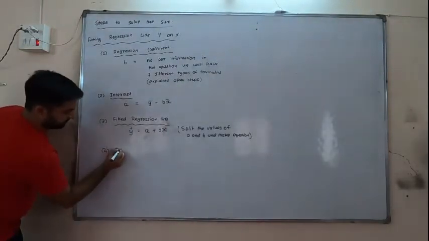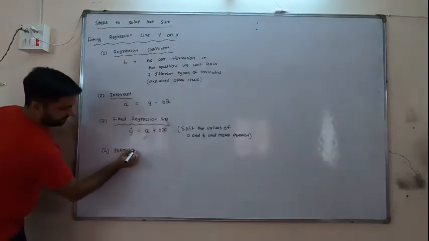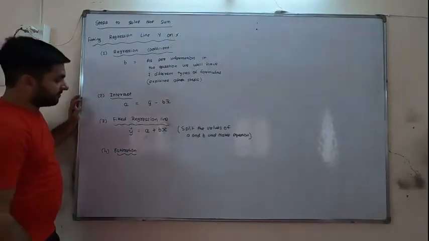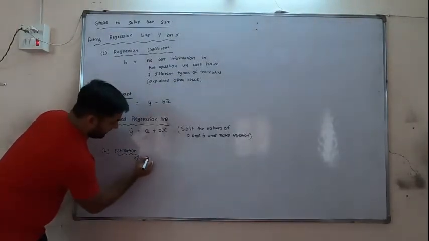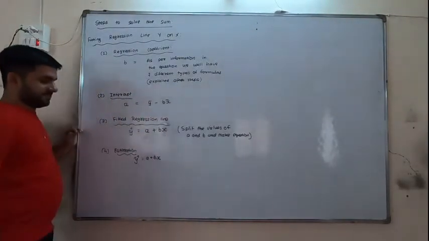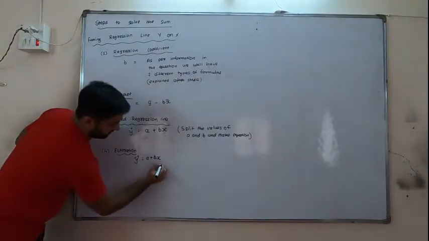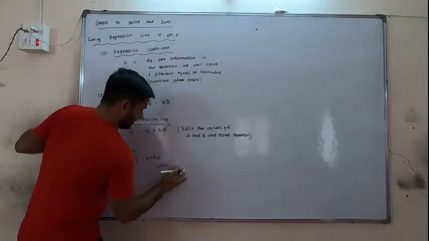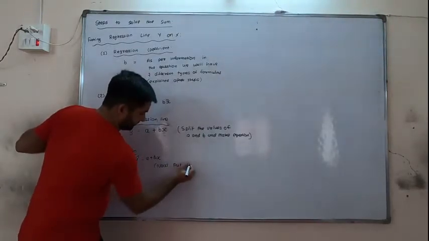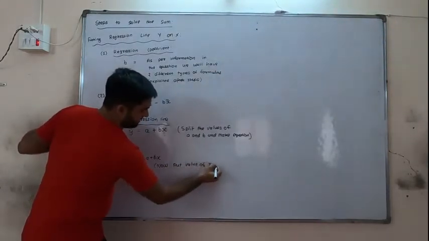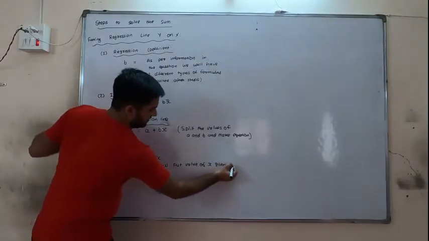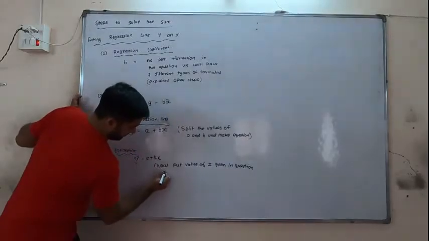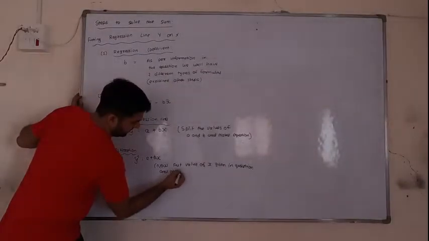Number 4, estimation. We have to estimate the value of y for a given value of x. So y cap is equal to a plus bx. Now put the value of x given in the question and obtain the value of y.